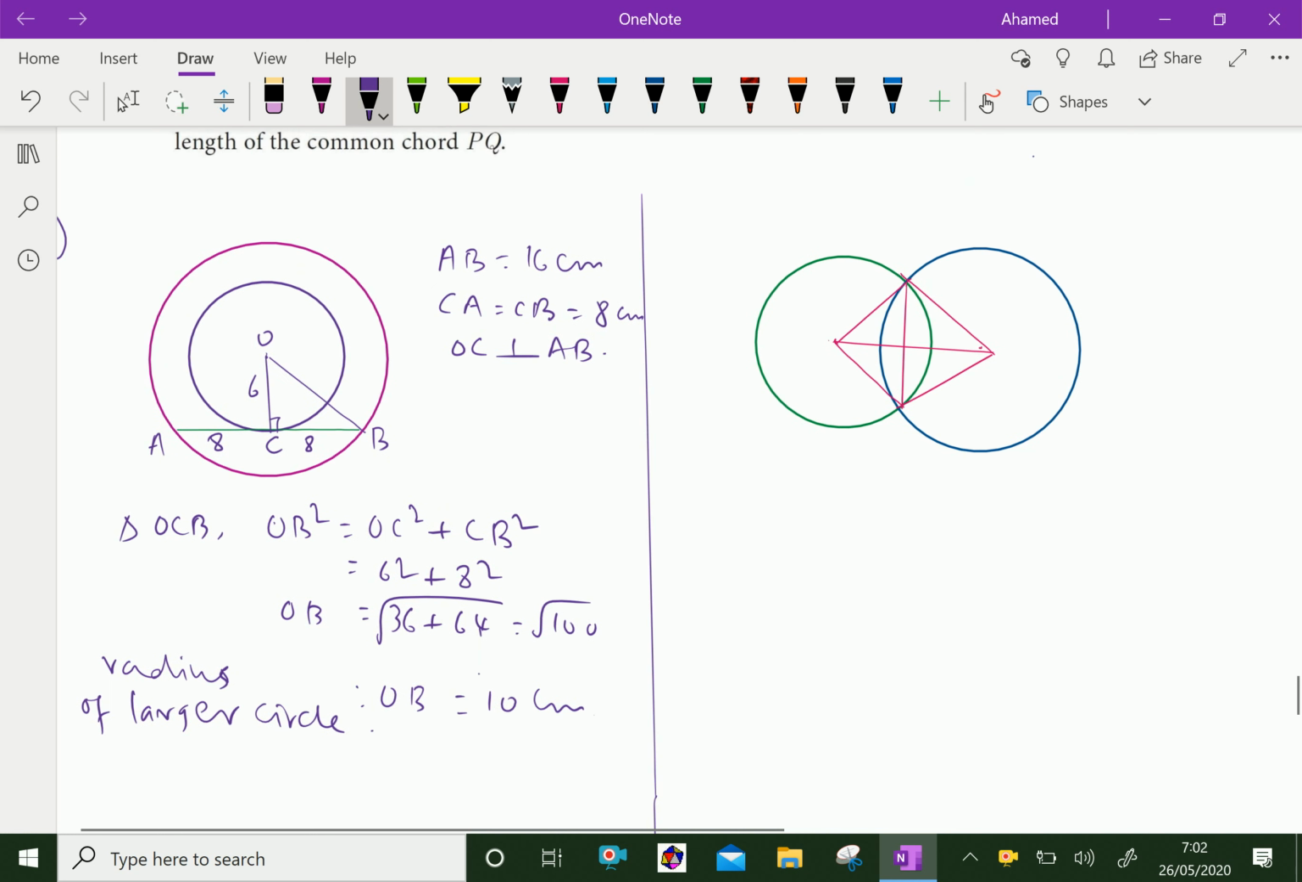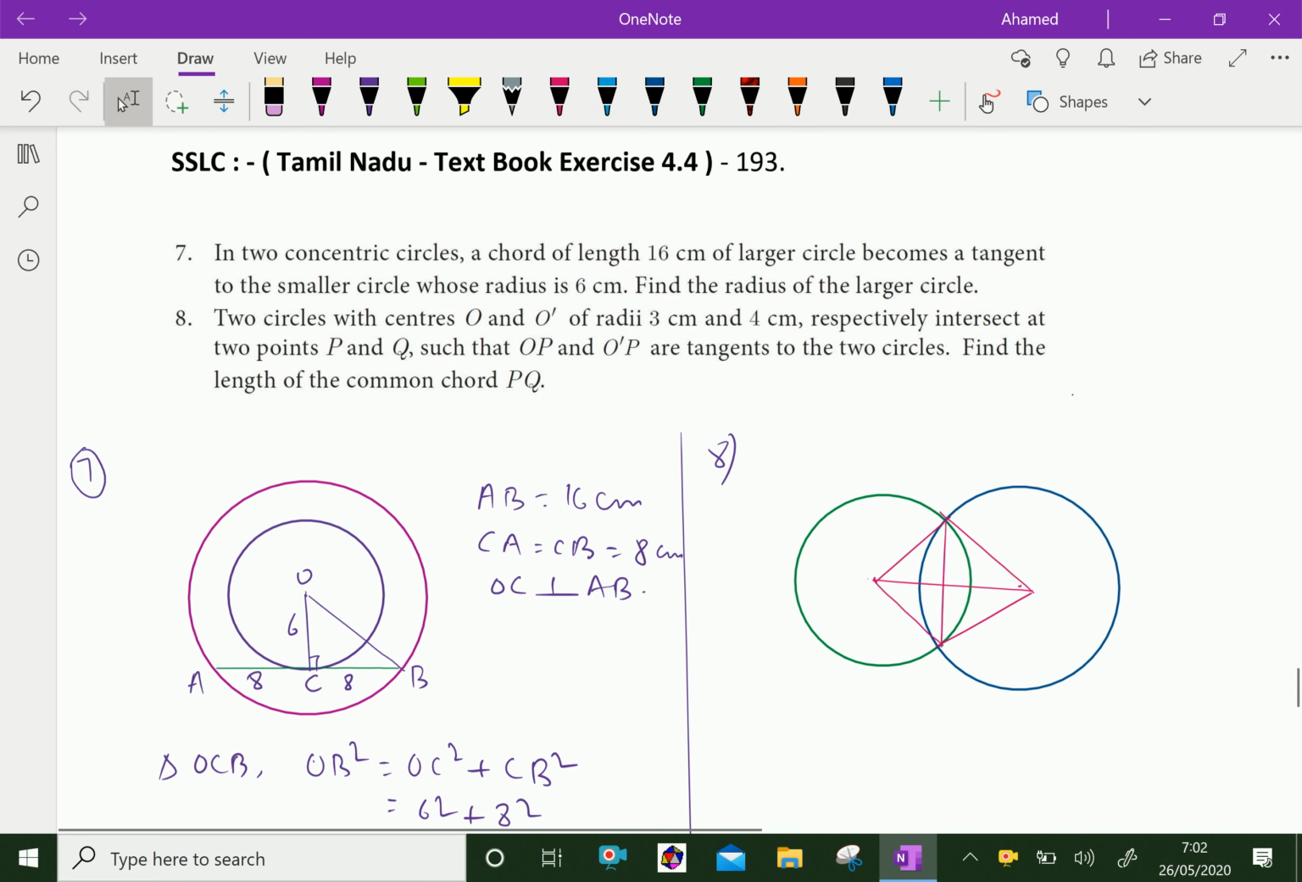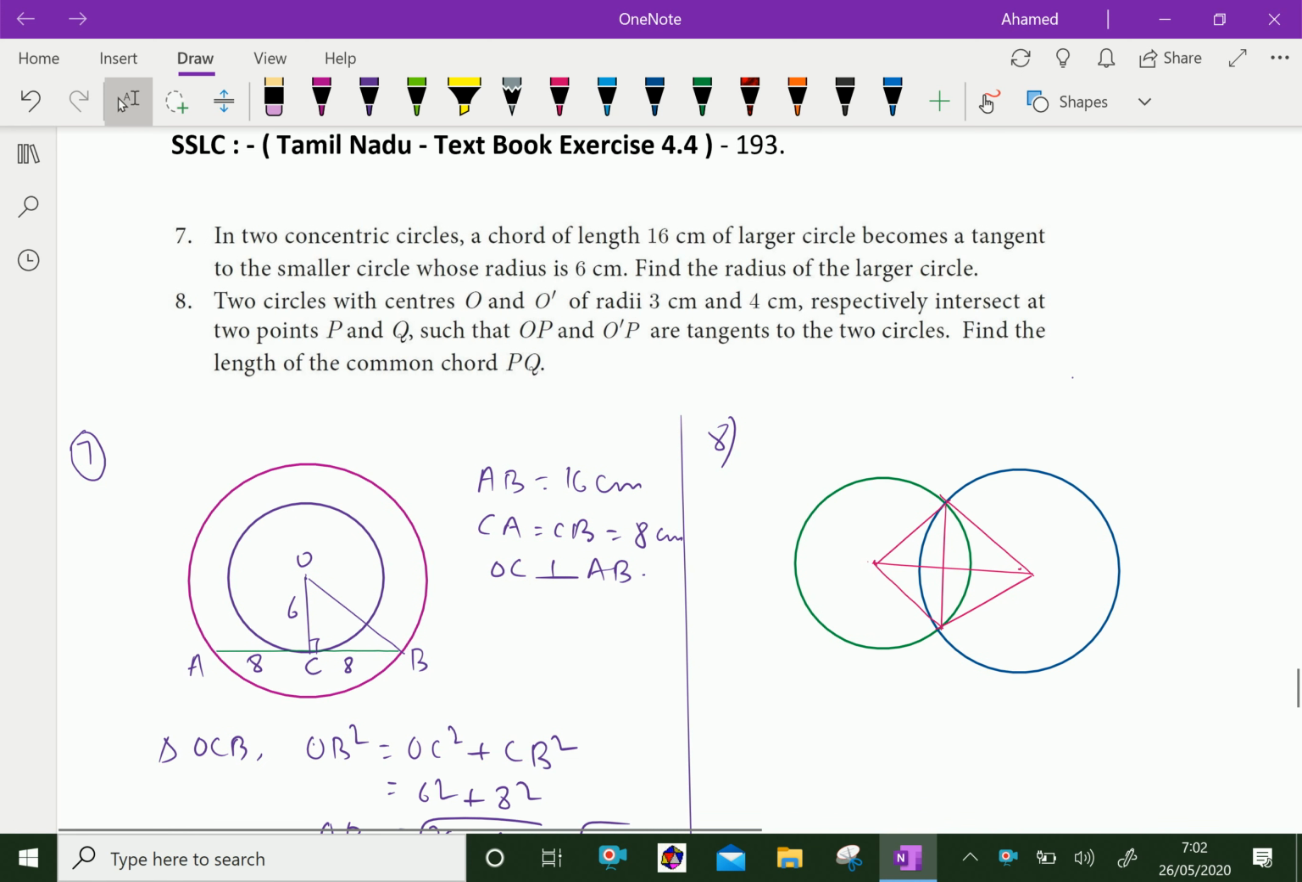Now question number 8. Here two circles with centers O and O dash, of radii 3 centimeter and 4 centimeter respectively, intersect at two points P and Q such that OP and O dash P are tangents to the two circles. Find the length of the common chord PQ.